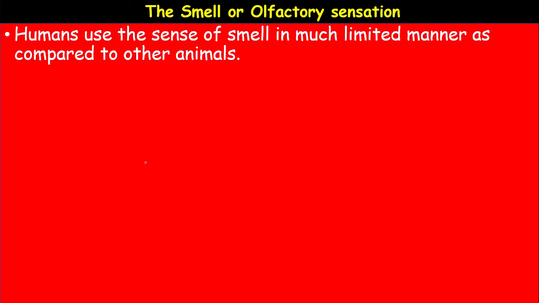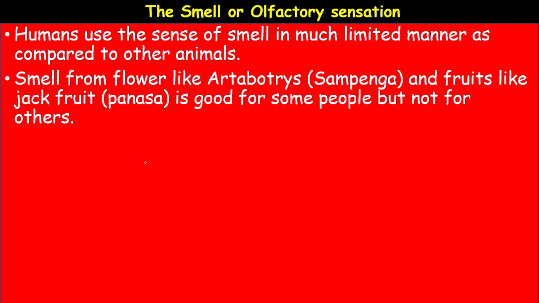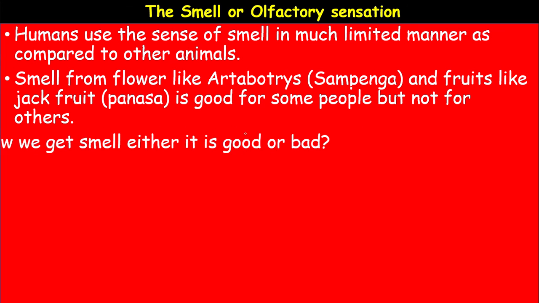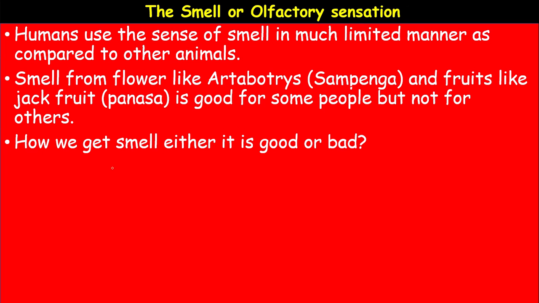Next, olfactory sensation. Humans use the sense of smell in a much more limited manner as compared to other animals. The smell from a flower like Sampenga is one of the famous ones, and fruits like jackfruit, panasa, are good for some people but not for others. Sometimes some allergies are there. So, how do we get the smell, either good or bad?